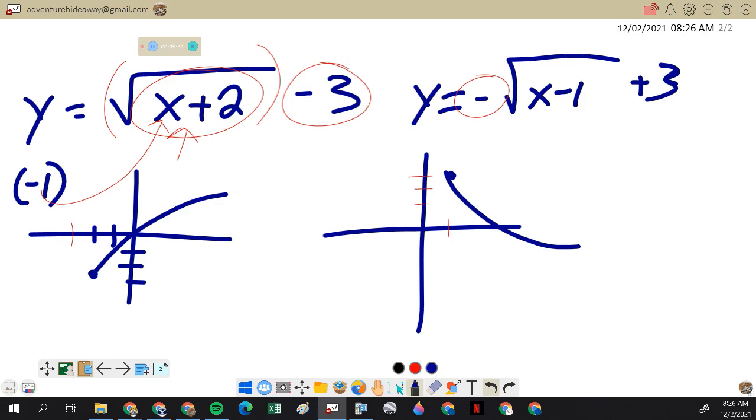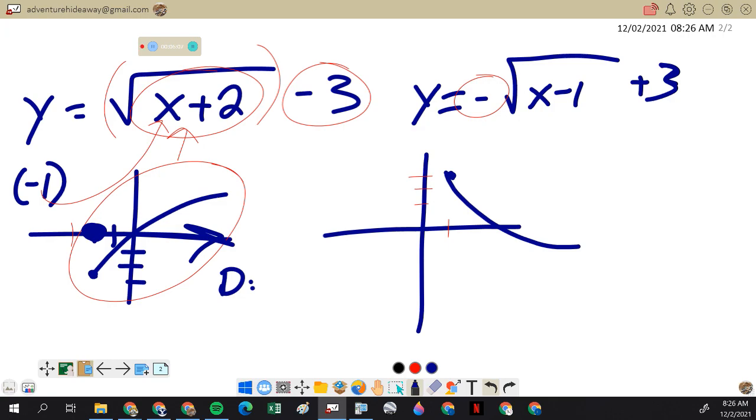Okay. Now, what is the domain of these two graphs? So the domain, what does domain mean again? All x's. So how would you describe all x's in this case? Greater than or equal to negative 2. Because it's everything from here over. Okay? And we need to list that in interval notation.